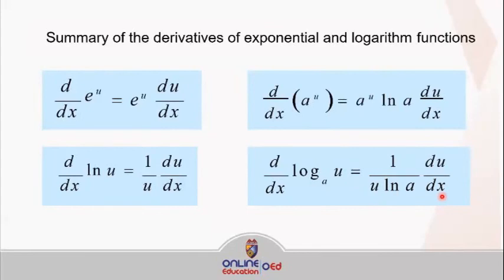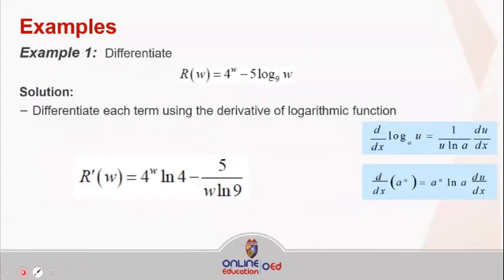Next is the application of our formulas. For the first problem, to make it easier, I placed the formulas again based on our 4 categories of problems. We need to differentiate r of w, where we have 4 raised to w minus 5 log 9 w. The first term is for a raised to u, and the second is the application of the logarithmic formula.